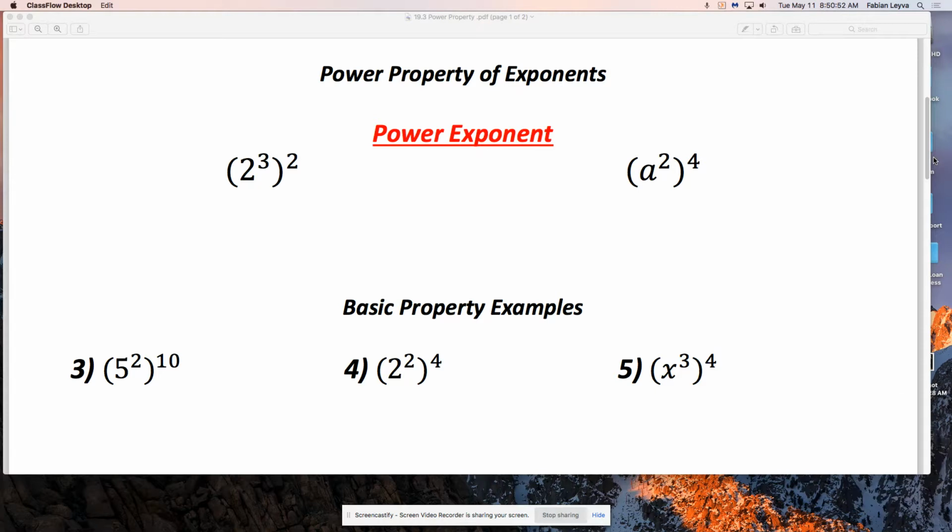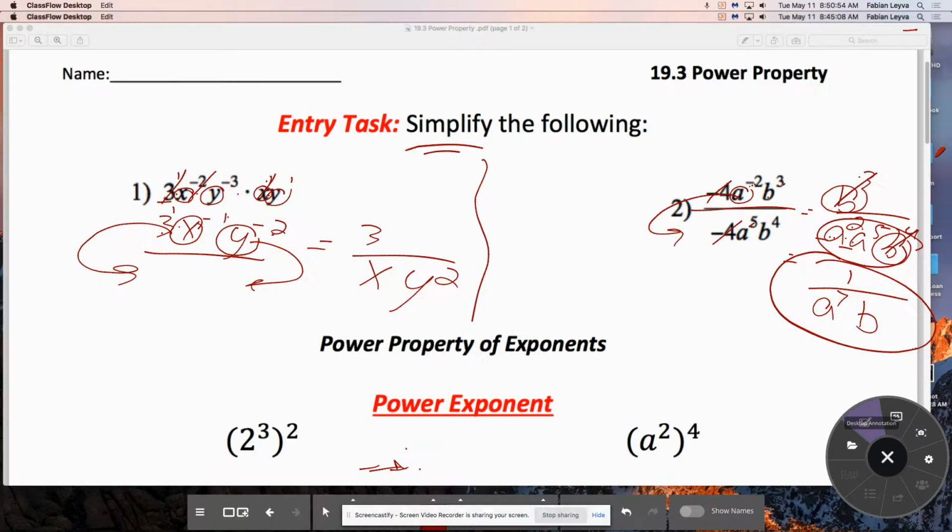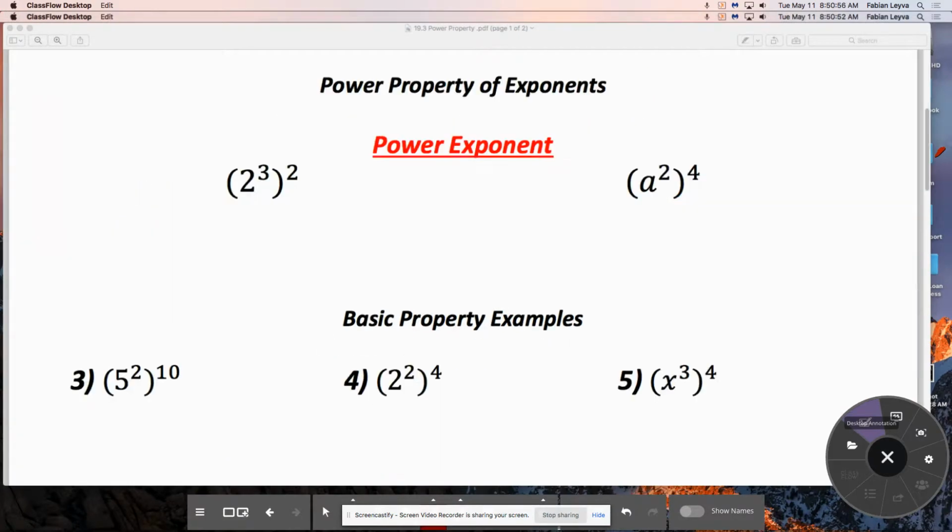And the power property really is just when you have an exponent raised to another exponent. Now, anybody have a guess of what we're going to do to simplify this? What happens to the base? What happens to the exponents? Do we add, subtract, divide, multiply? What do we do with them? Well, if we expand this out, it's a little bit easier to see what goes on when simplifying this whole string of numbers. And let's start with the basics.